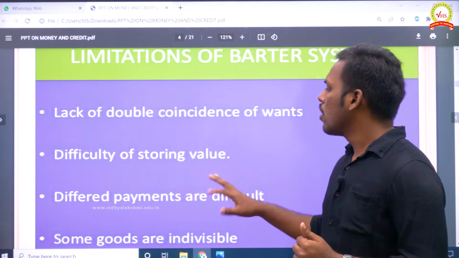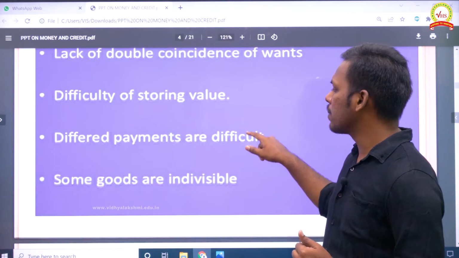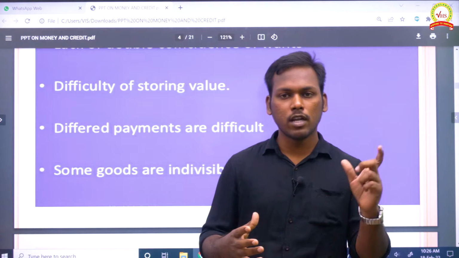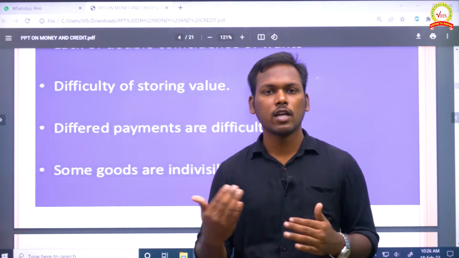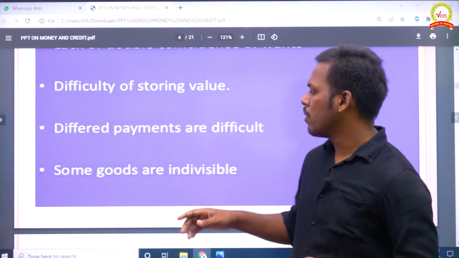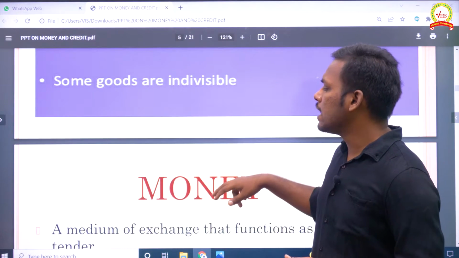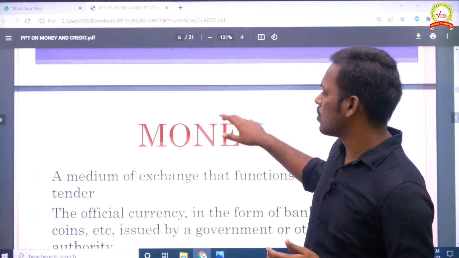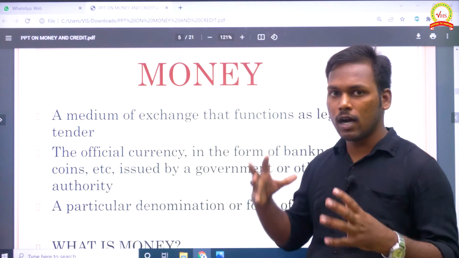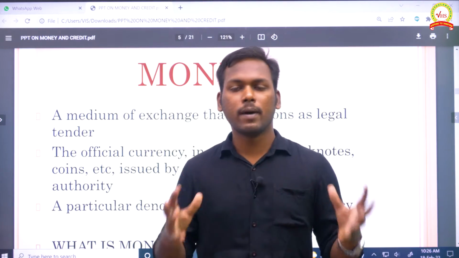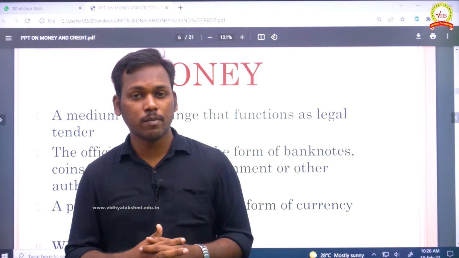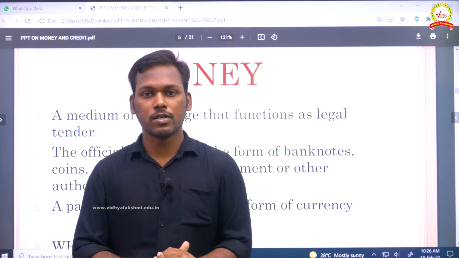Difficulty of storing values, and deferred payments are difficult. Obviously, you cannot compare the value of a shoe with food grains. You will have differences in prices, and some goods are indivisible. So taking all these into account, we cannot go with the barter system. Of course it was useful in the ancient period, but it has some limitations.